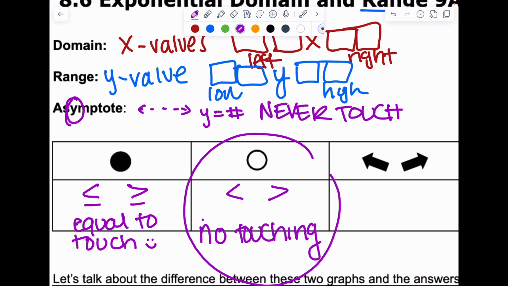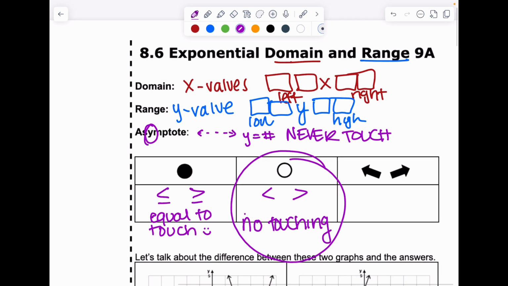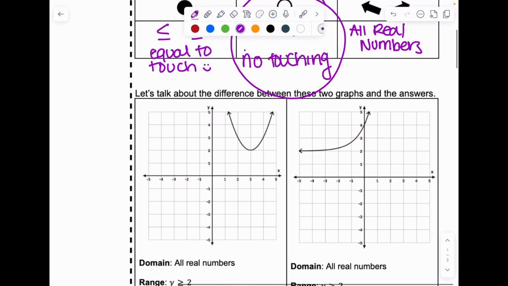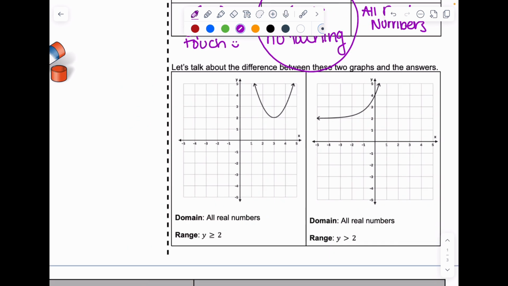This is going to be super important later on. And if you have two arrows, remember it's all real numbers. So looking at these two graphs, we have the domain is all real numbers, which is two arrows. You have two arrows going all the way to the left, all the way to the right, all the way to the left, all the way to the right.